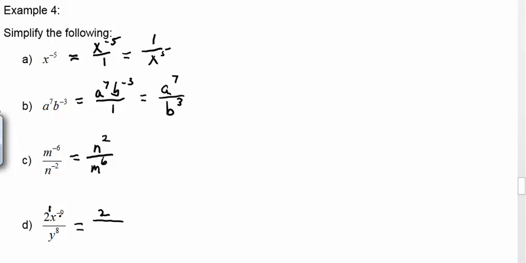Since the x has a negative exponent, it moves it opposite, so it moves it from the numerator to the denominator, and the exponent becomes positive. And the y to the eighth, since 8 is positive, we do not move the factor y, so it stays in the denominator. So our final answer would be 2 over x to the ninth, y to the eighth.